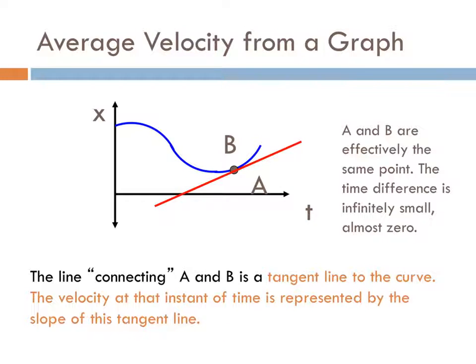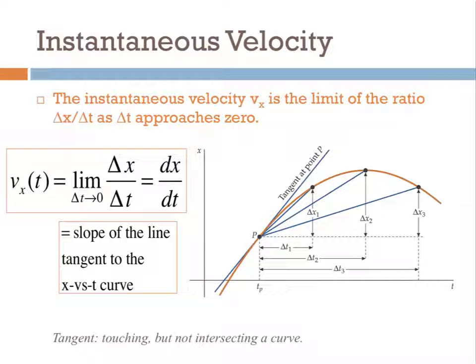Until they're practically the same point. This is known as a tangent line to the curve. The slope of this line is known as the velocity, or instantaneous velocity, at that point. Tangent means touching but not intersecting a curve. So again, the slope of this line at this point, again, it's a tangent line to the point, is your instantaneous velocity.